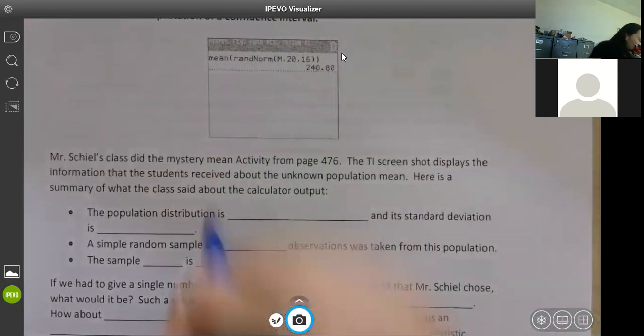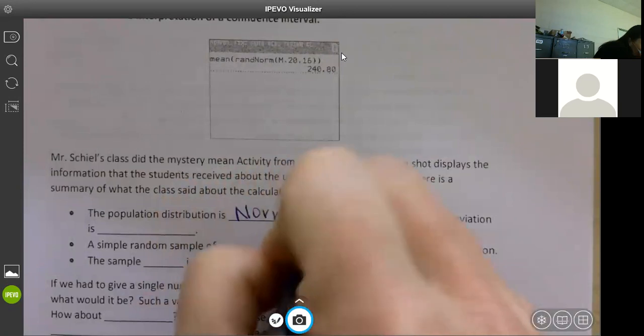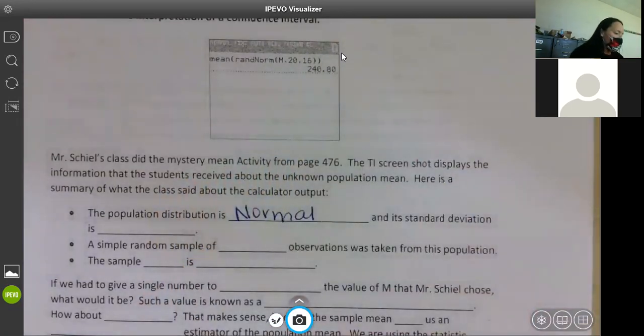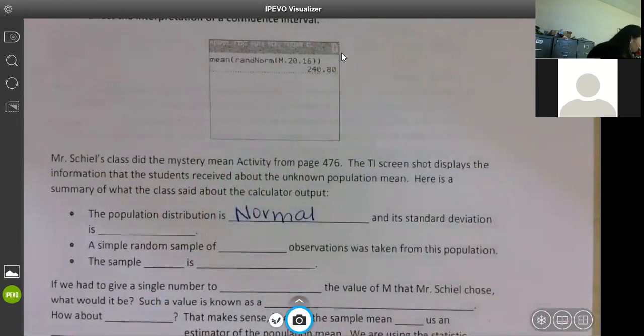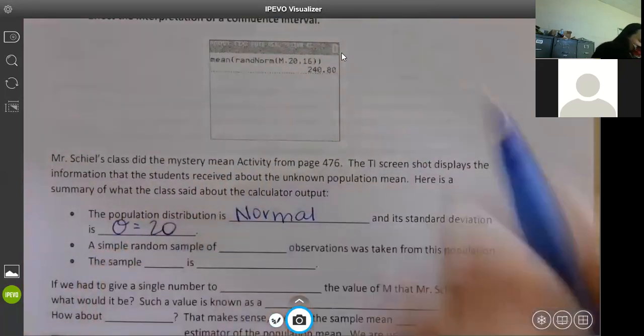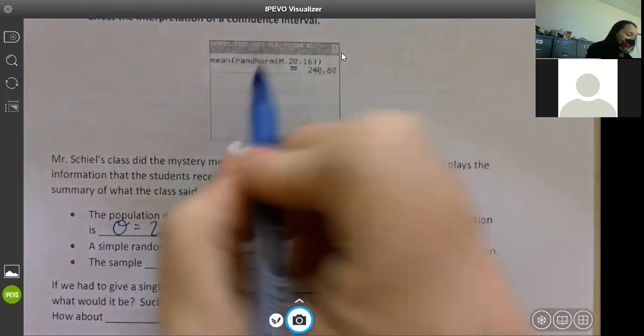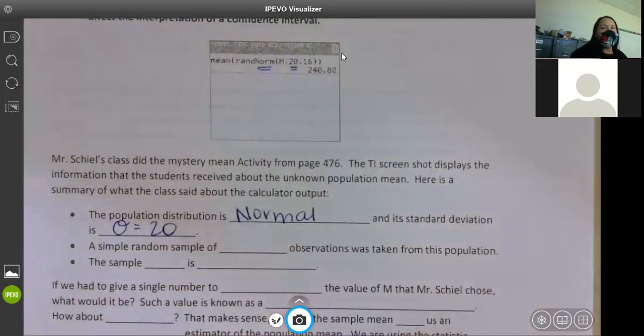The population distribution is normal. How do you know it's normal? Because they used random normal. And its standard deviation is 20. And we know that from right here. Remember, it's mean, standard deviation, and then your n count. We know it's normal because they said normal right here.